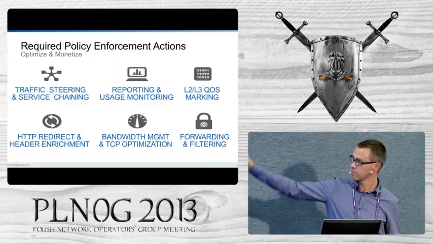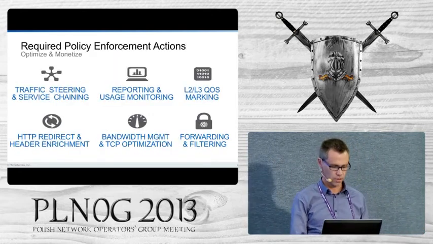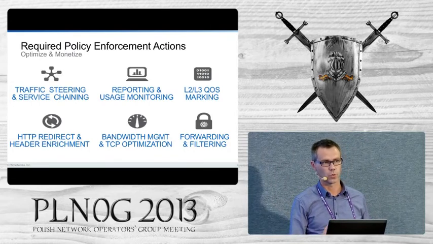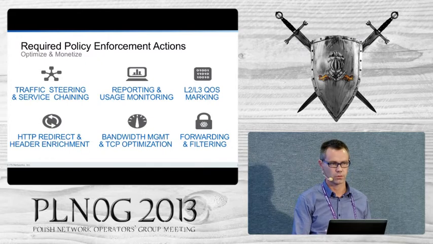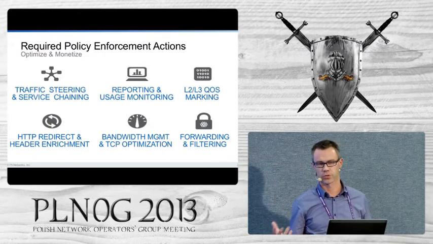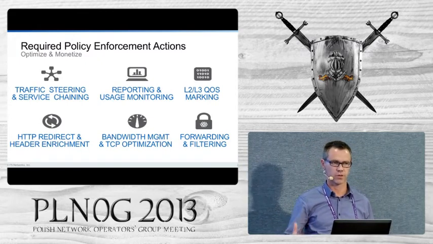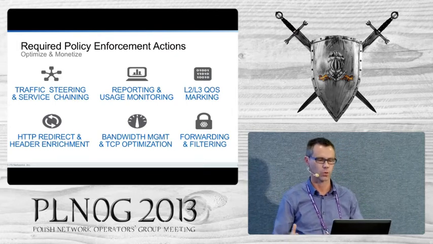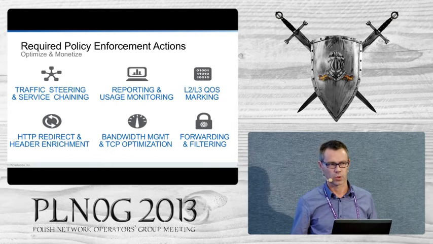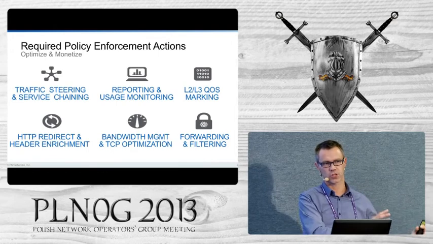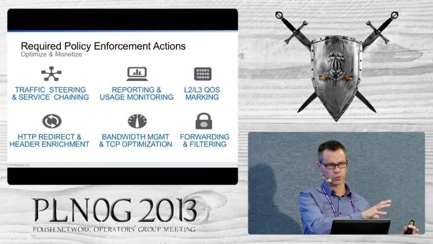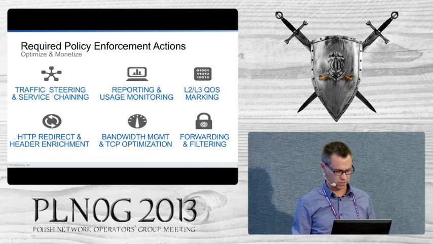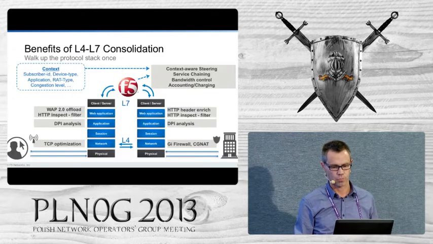And all that can be combined into a policy, and that policy will then determine what you are going to do. What is the enforcement action that you're going to do? And this is just a recap of all the use cases I explained: traffic steering, service chaining, reporting, QoS marking, bandwidth control, basically all these capabilities. So it's very rich classification, data plane, control plane, and then a lot of manipulations at the data plane level.